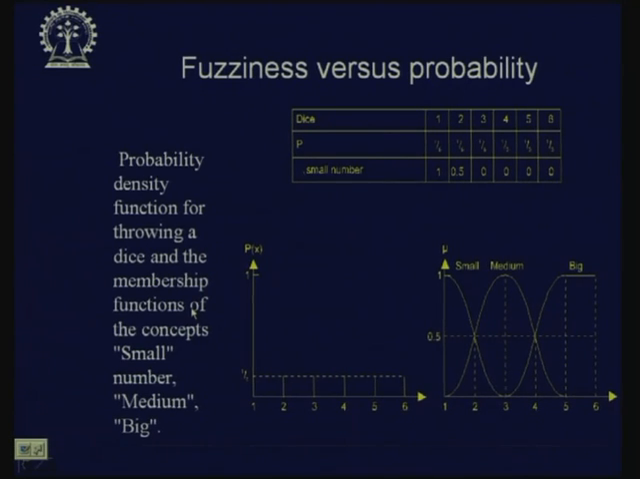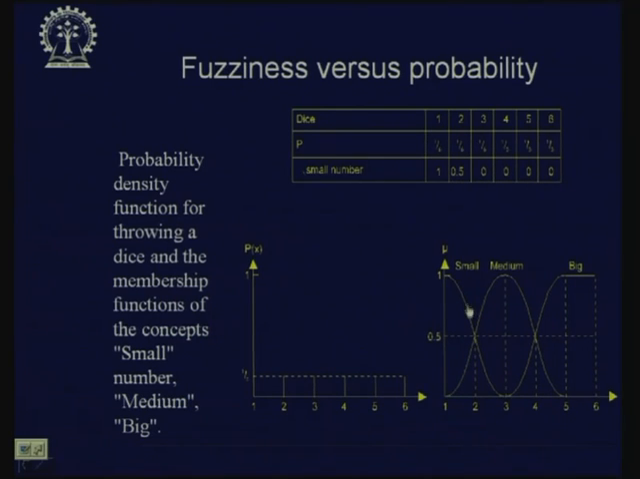Now, a quick look at probability and fuzziness. So, when we throw a die, then the die can have 6 faces 1, 2, 3, 4, 5, 6, and the probability of each face will be 1 by 6, 1 by 6 like that. But if from these faces I define a fuzzy set called small number, then 1 will be a small number certainly. So, that is 1, 2 will have a membership 0.5 in this set small number, 3 and all those things will be 0.